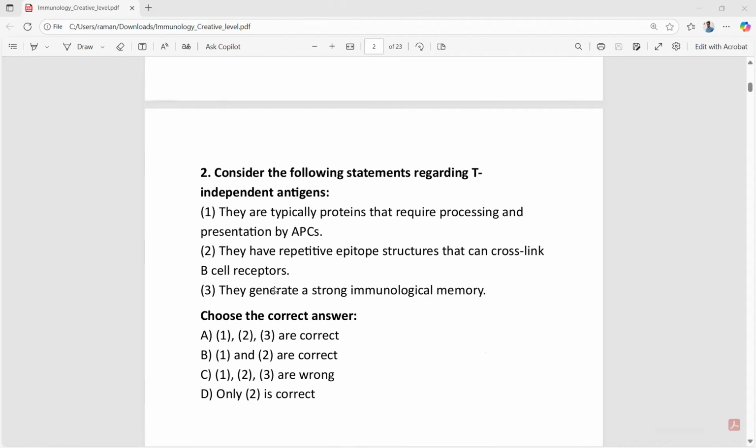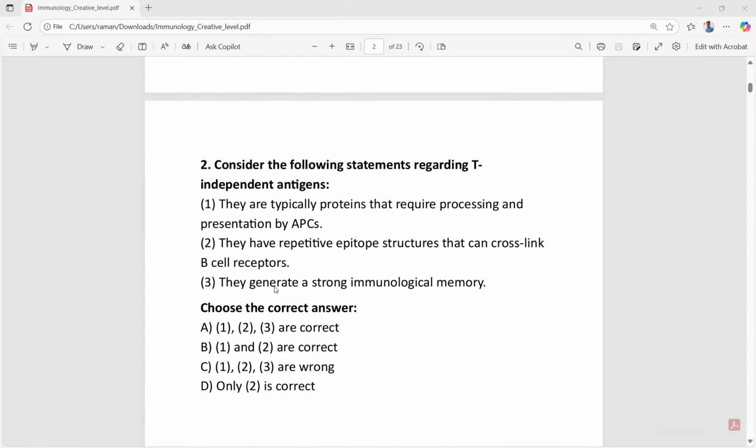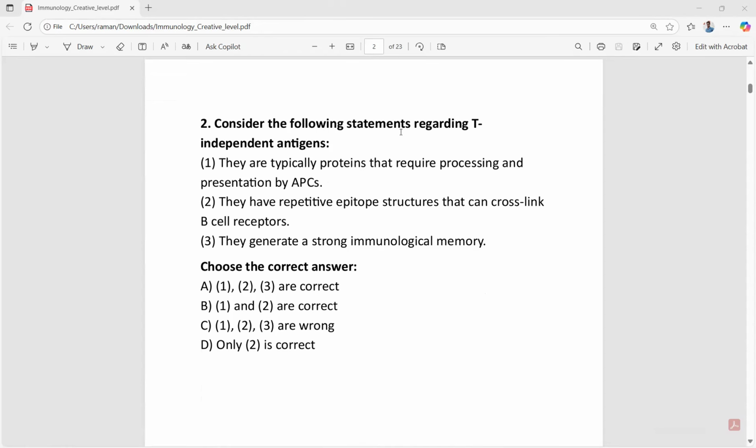Let's go to question number 2. Consider the following statements regarding T independent antigen, and choose the correct answer. They are typically proteins that require processing and presentation by APC. That is T dependent, so option 1 is the wrong answer.